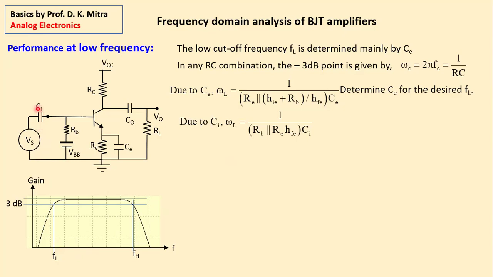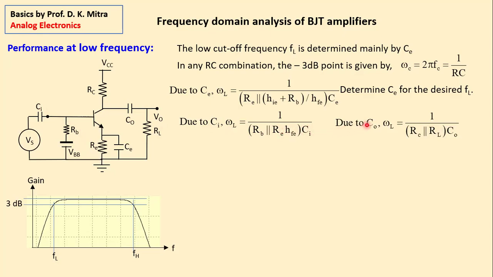Now, due to this input coupling capacitor CI, there is also a cutoff created. What is the resistance here? It is RB in parallel with RE, which, when reflected on the base side, is multiplied by hFE. So RB and RE·hFE are in parallel, and the capacitance is CI. Right?